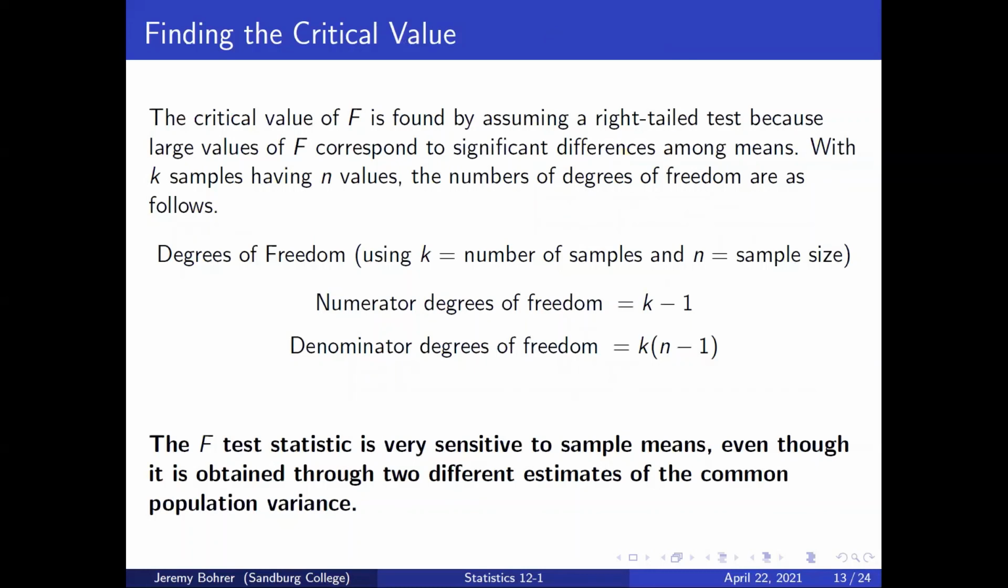The critical value of F is found by assuming a right-tailed test because large values of F correspond to significant differences among means. With k samples having n values, the numbers of degrees of freedom are as follows. Degrees of freedom using k equals number of samples and n equals sample size. Numerator degrees of freedom is equal to k minus 1, and denominator degrees of freedom is equal to k times n minus 1. The F-test statistic is very sensitive to sample means, even though it is obtained through 2 different estimates of the common population variance.